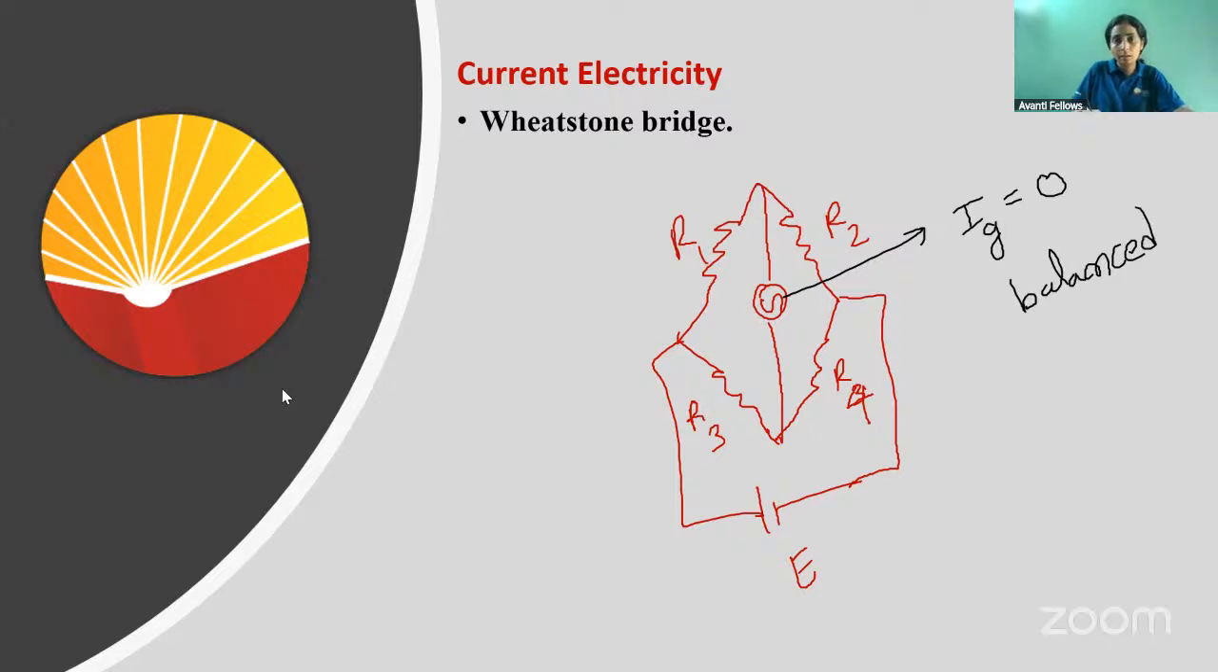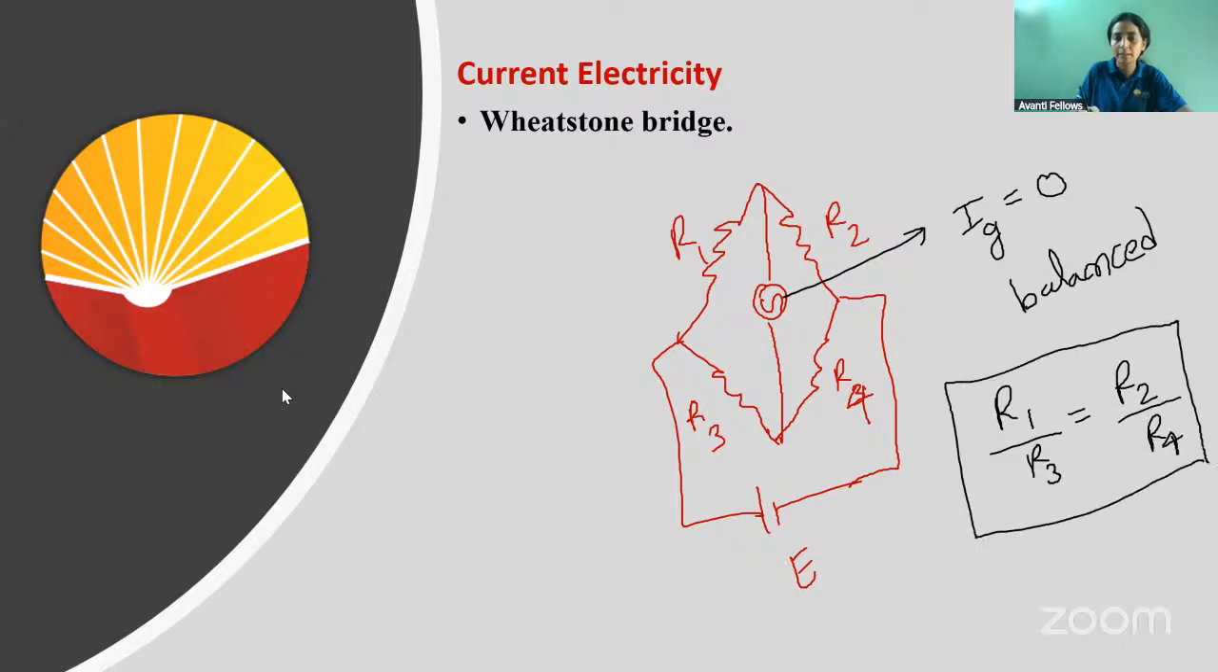And how can you look at the Wheatstone bridge and say it is balanced? For that, you look at the magnitude of resistance. R1 by R3 should be equal to R2 by R4. This should be the criteria. Okay, so this is balanced.